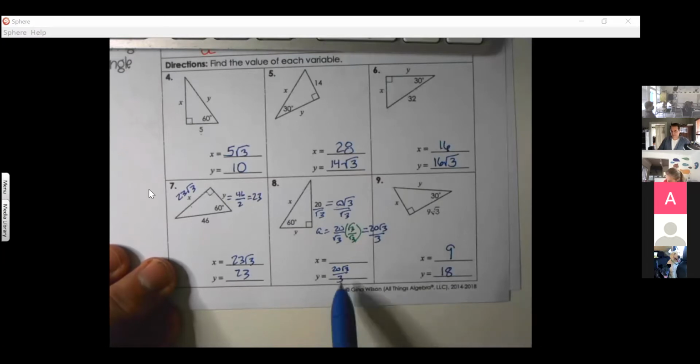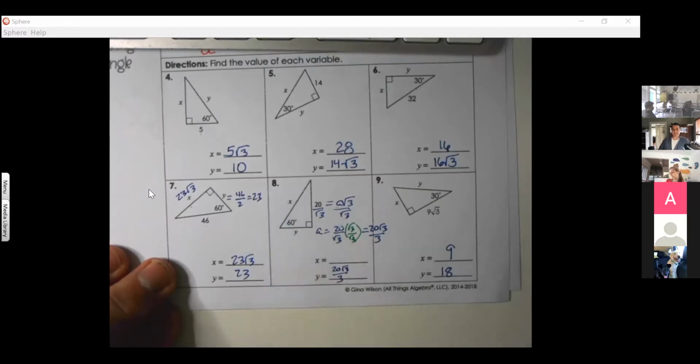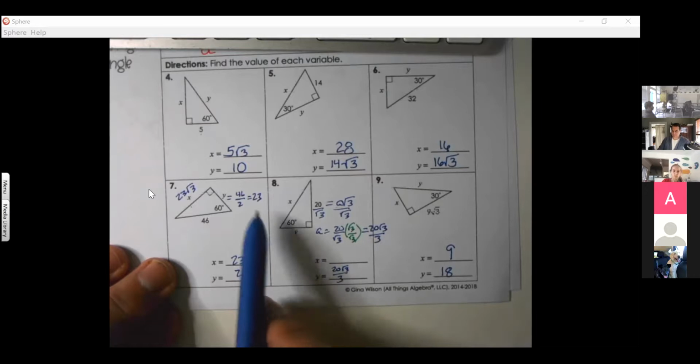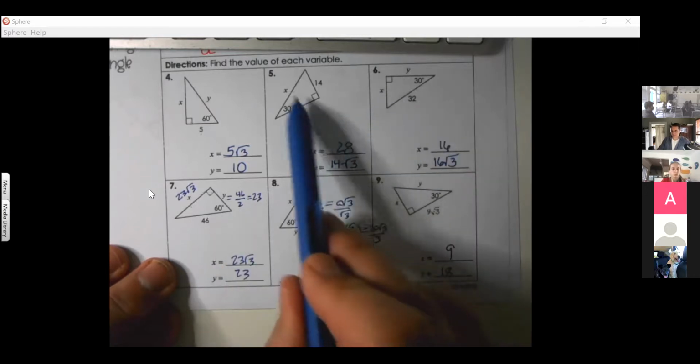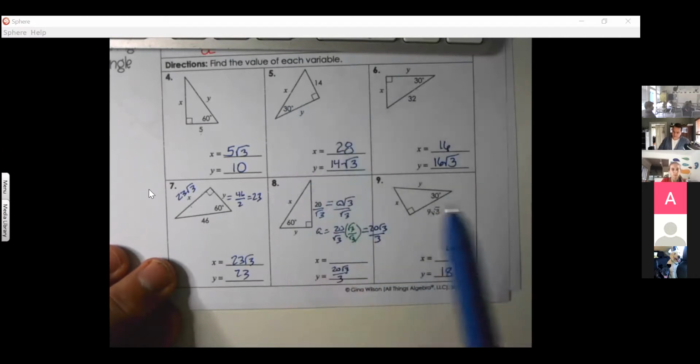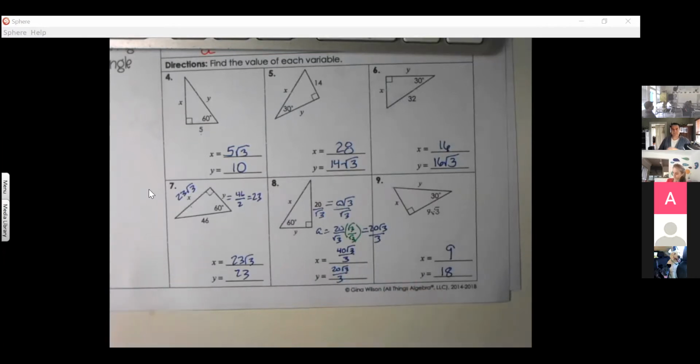And then how do I get from there up to x? What do I do to whatever this y value is to get up to x? In this case, it was times 2. So all we do is double this, which is going to make it 40 root 3 over 3. Doubling it is multiplying it by 2 over 1. The top gets doubled, the bottom does not.